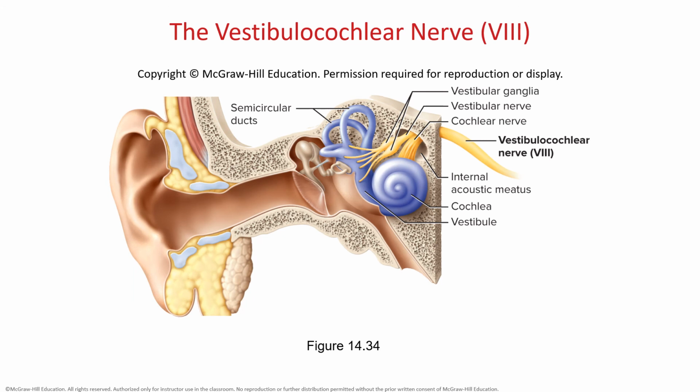Now let's talk about the vestibulocochlear nerve, which is cranial nerve number 8. So the whole function is going to be hearing and equilibrium. So we're going to test this. We can test this by testing their hearing, the patient's hearing. We can test their balance by checking their ability to walk a straight line.